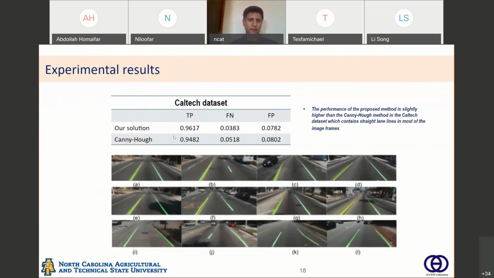So this is what the result looks like. For example, for the Caltech dataset, in which the lane lines are usually straight lines, the Canny Hough transform based methods also work very well, whereas the solution that we proposed works even better. In this case it works better because in some parts there are some curved lines, and the Hough line or the Canny edge detection based methods may not work well for curved lanes.